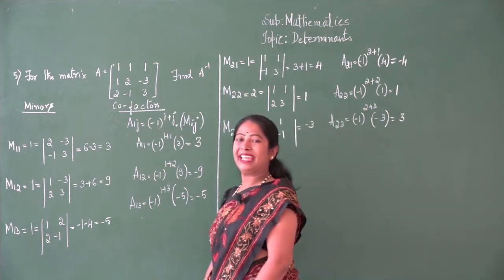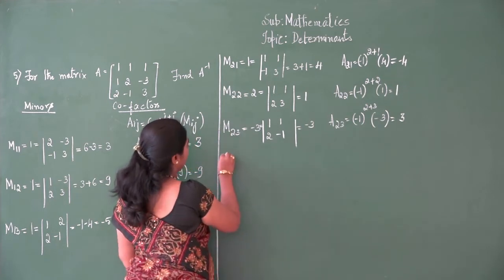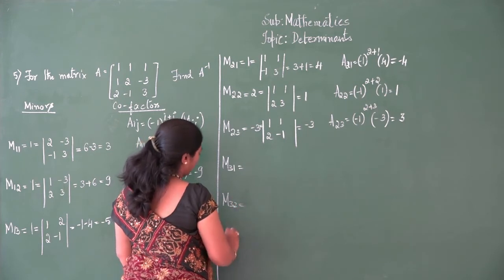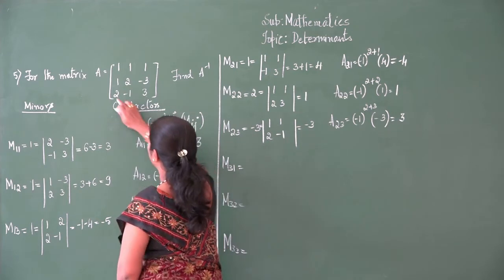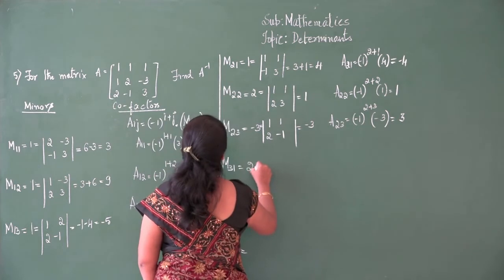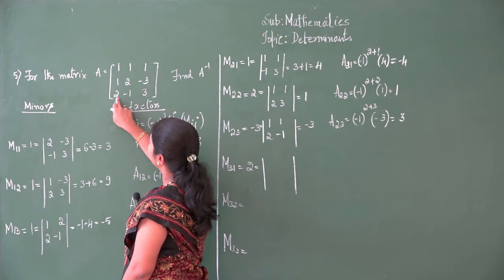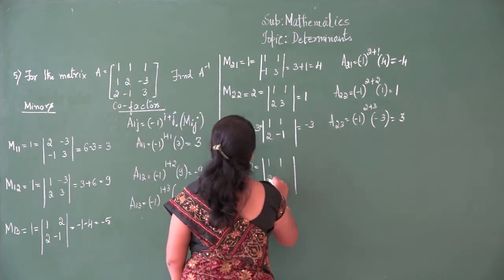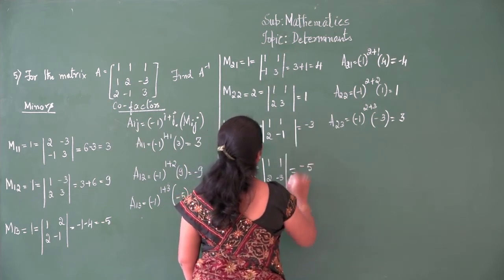Now, we shall find out M31, M32 and M33. What is the element of M31? That is third row, first element. That is nothing but 2. So when you consider 2, what are the elements you are supposed to leave? The row containing 2 and the column containing 2. That is 1, 1, 2, minus 3, which will sum up to minus 3, minus 2, minus 5.